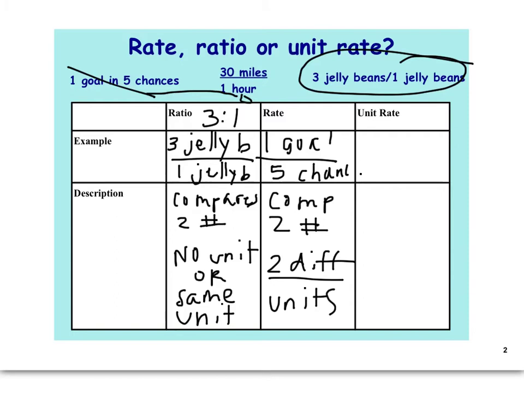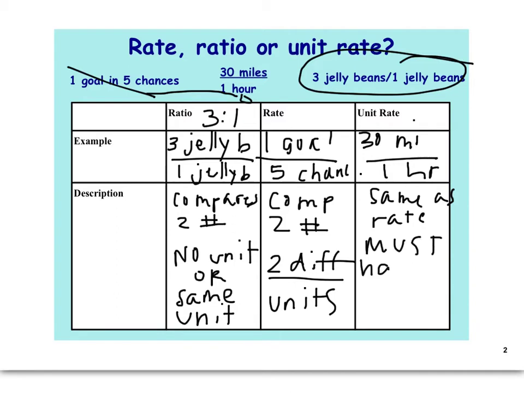What's special about a unit rate is that 30 miles over 1 hour could also fit into the category of a rate itself, but it's specifically a unit rate. So we're going to put it in this category. Same as rate, but must have a 1 in the denominator.